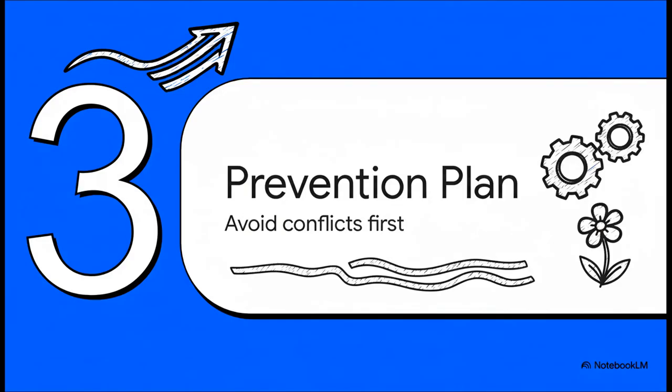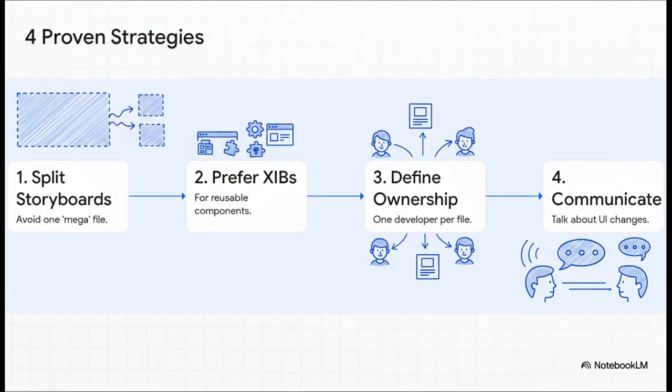Okay, enough about the problem. Let's talk about the solution. Because this isn't about getting better at fixing conflicts, it's about not having them in the first place. It's time to get proactive. Let's build a prevention plan. So it really boils down to 4 key strategies that successful teams are using right now. Think of these as the new rules of the road for your project. Split your storyboards, use XIBs, define who owns what, and talk to each other. Let's go through each one.